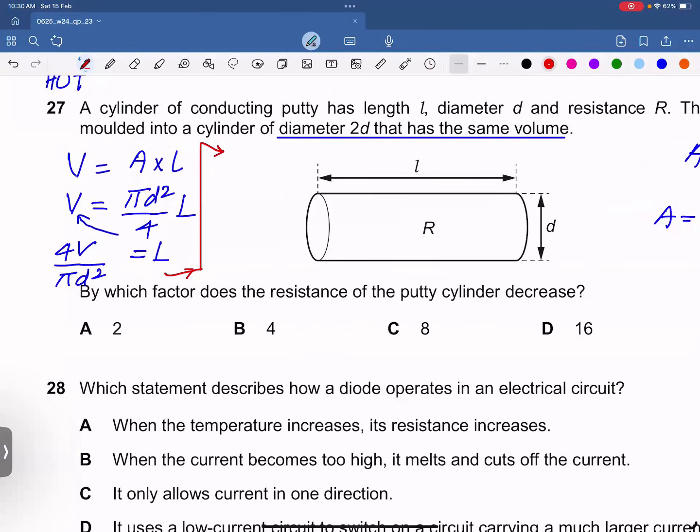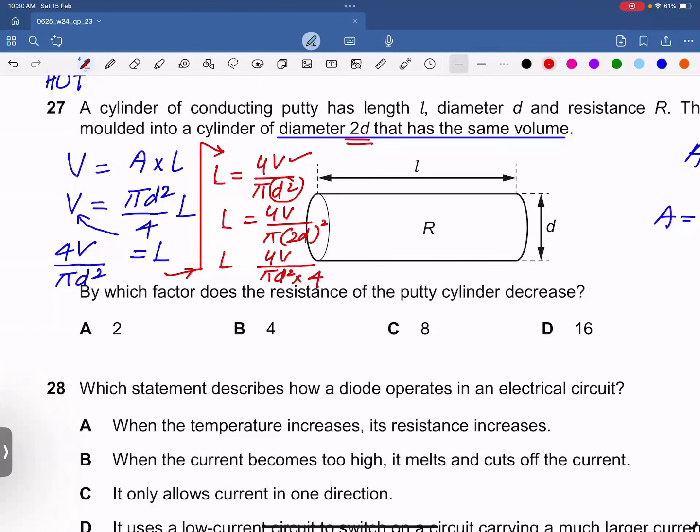Okay. So now the length L is 4V over pi d squared. Volume is constant. If d is double, the length will be 4V over pi times double the d squared, so it will become 1/4. The length will become 1/4: 4V over pi d squared into 4.